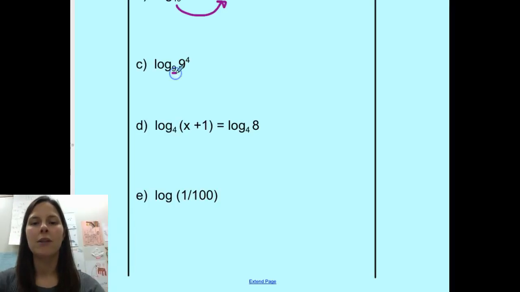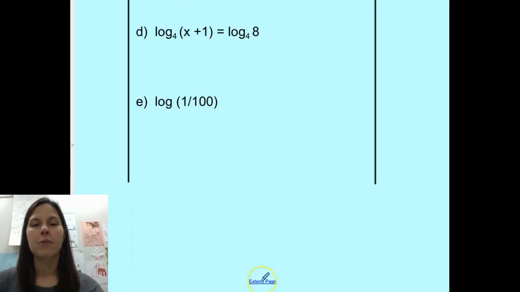Part C is an example of how logs and exponentials are inverses. We have a log base 9 and an exponential base 9. Those cancel each other out, leaving us with 4. Thinking about it another way, 9 to the 4th power equals 9 to the 4th power. Part D is the example of logs with the same base equaling each other. You can simply drop those logs and set what you're taking the log of equal to each other. Subtracting that 1 from both sides, we get x equals 7.